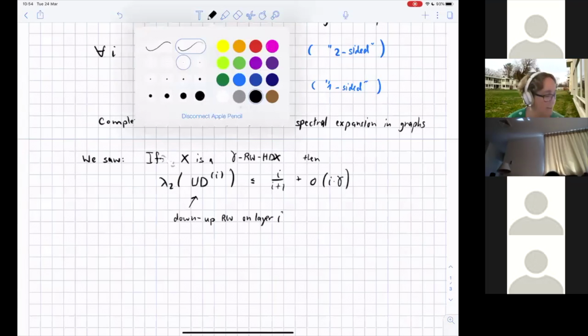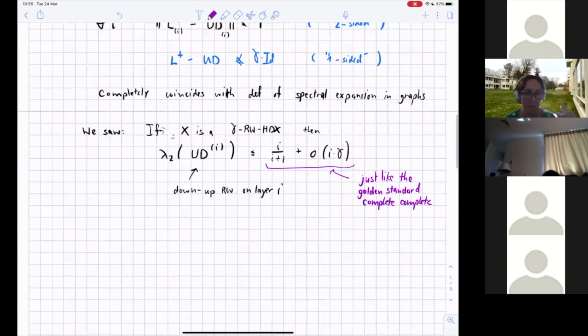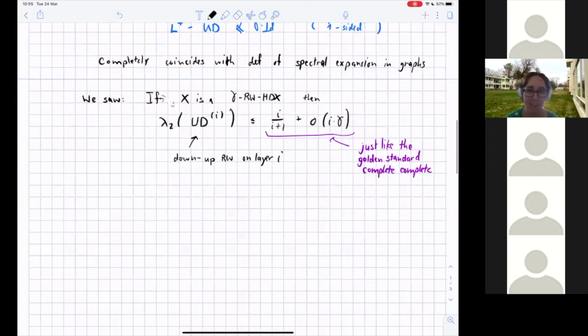So what's nice about this is that this is just like the gold standard. If you look at the complex that has all possible sets of size I of some n element vertex set, and you move from a set of size I plus 1 to I plus 2 and back to I plus 1, you will have exactly this kind of spectral gap. Maybe I'm shifting the indices by 1, but I did this calculation before the talk, and this is what I calculated.